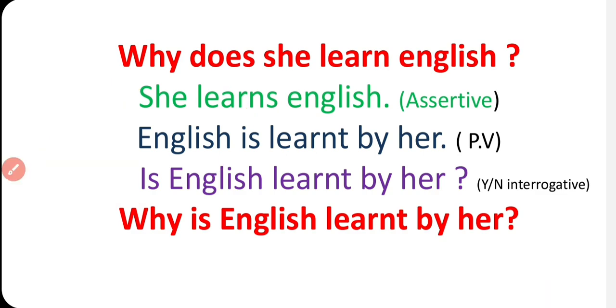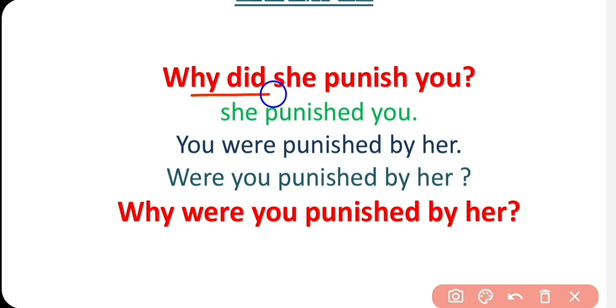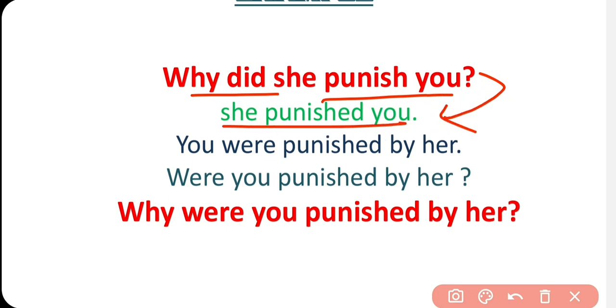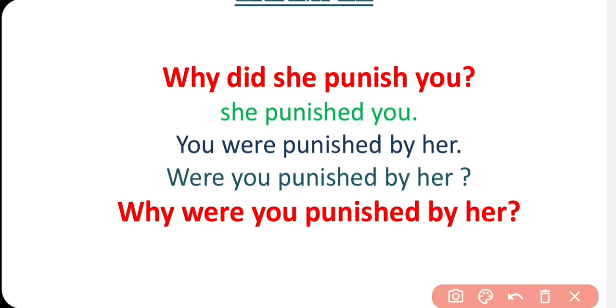So let's take another example. Why did she punish you? So what will be the assertive form of this sentence? She punished you. The passive voice of this sentence will be in this way: you are punished by her. And what will be the interrogative form of this sentence? Were you punished by her? And thereby you have to just place the WH word before this auxiliary verb.